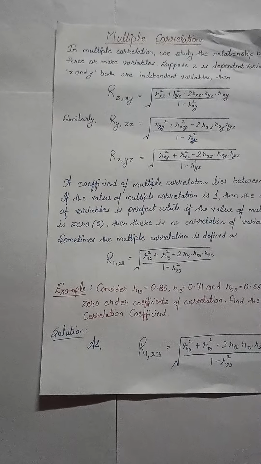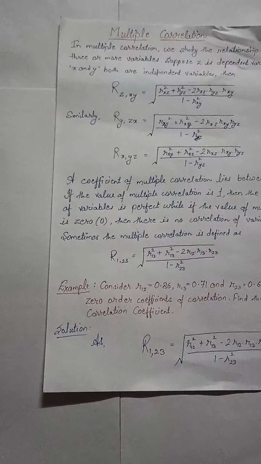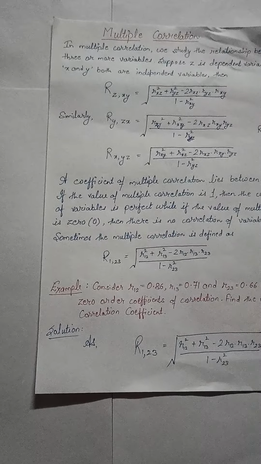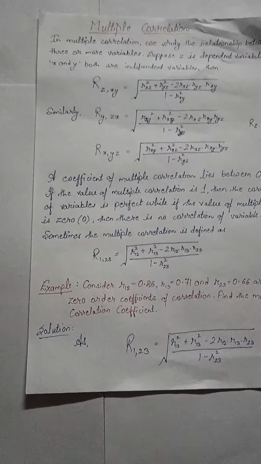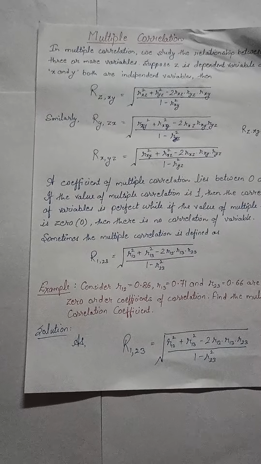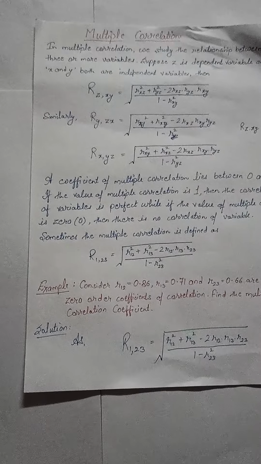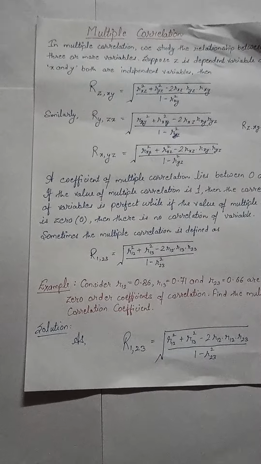Okay, so its formula will be the square root of (rxz square plus ryz square minus 2 into rxz into ryz into rxy) whole upon (1 minus rxy square).